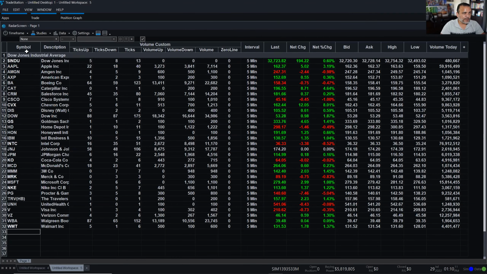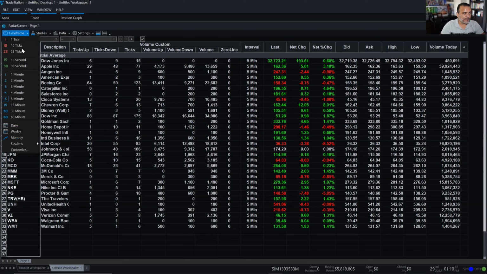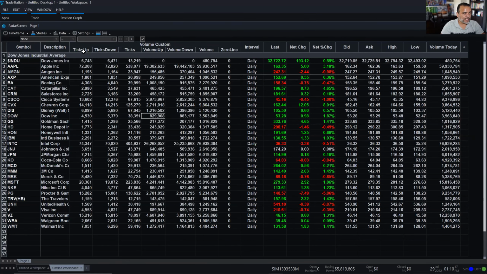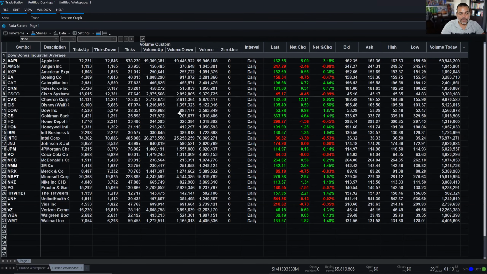So you see, let me change the symbols to daily. You can see that it changes volume. So you can see how many ticks have been up, how many ticks have been down, the total number of ticks. So you have volume up, volume down, total volume. Okay, so it's an interesting way of looking at volume as well.